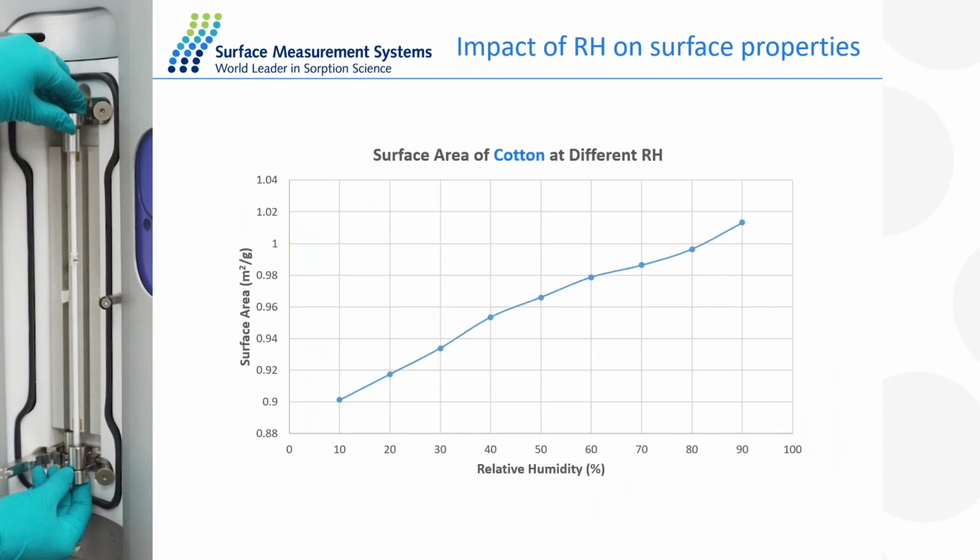But in the case of the cotton study, it shows a different trend. With increasing humidity, the surface area of the cotton also increases by about 10%, which is probably due to the hydrophilic character of the cotton, that the water makes the fibers swell and increases the surface area in this case.